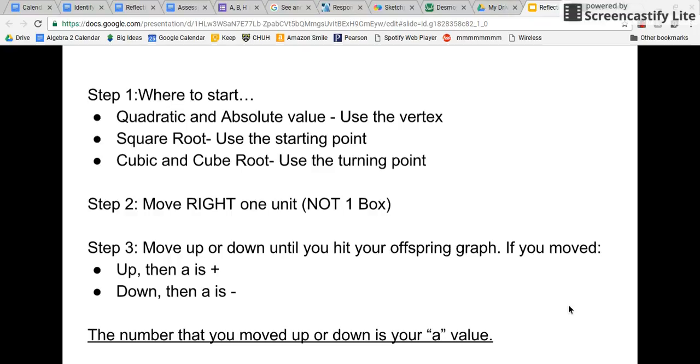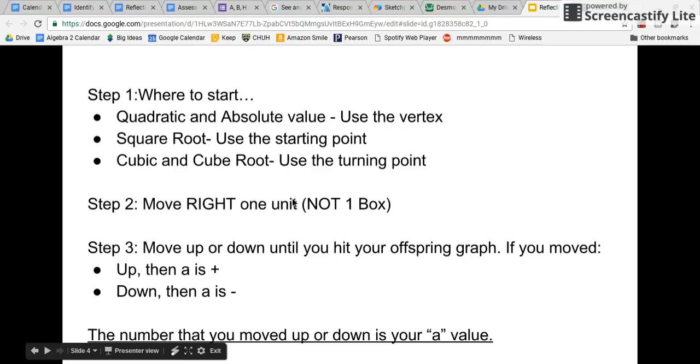It says on your notes very clearly, not 1, 1. I'm sorry, not 0, 0. I apologize. So if it's a quadratic or an absolute value, use the vertex. If it's a square root, use the starting point. If it's a cubic or a cube root, use the turning point.